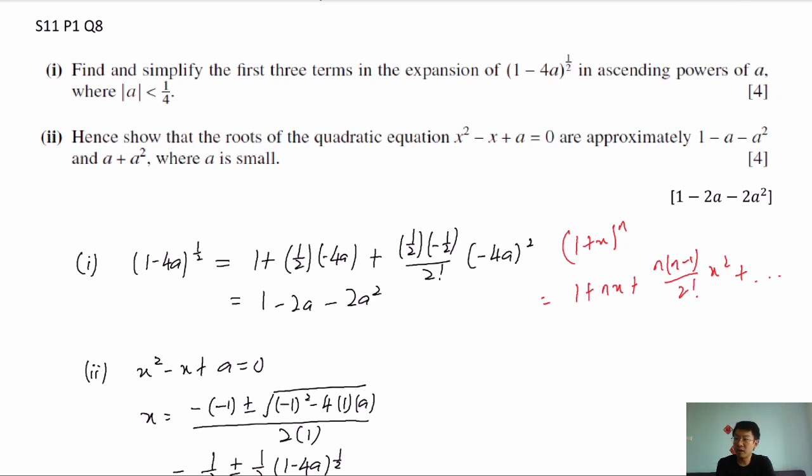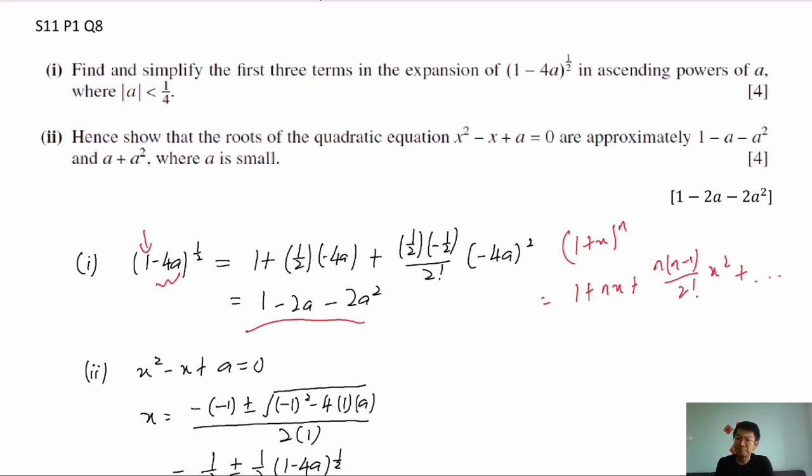Just make sure that we are careful with the negative terms, because in this case our x here is negative 4a, so whenever there's a negative we need to include the negative together. Whenever we do this expansion, always make sure that the constant inside is a positive one. If it is something else, remember to factorize that out. By doing the expansion, we'll get 1 − 2a − 2a squared. It's not difficult to do.